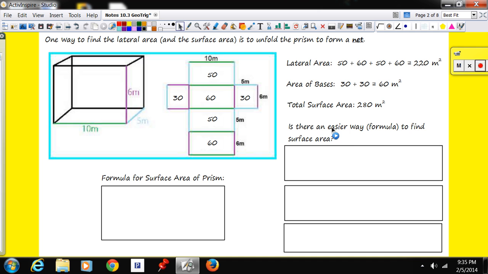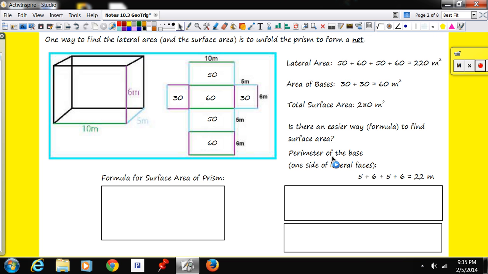Now the question is, is there an easier way or a formula to find the surface area, or do we have to label all 4 sides or all 6 sides and add them all together? Now you can always do this. It's not wrong. You will always still get the surface area as long as you remember to do all 6 sides, or however many sides it has. But there is an easier way. There is a formula that we could use.